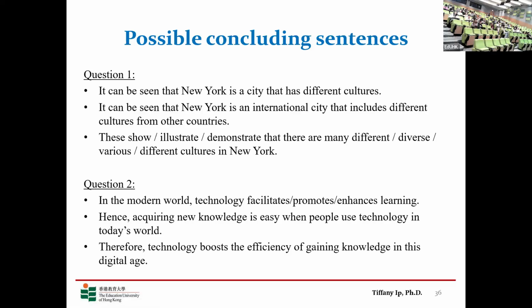You can say it can be seen that, or you use the phrase I just mentioned, these examples illustrate that, right? Or these show that, these demonstrate that. And then how to paraphrase culturally diverse: actually just use the words you already know. Like New York City is a city that has different cultures, or is an international city, or there are many diverse cultures, various cultures in New York. So use different wording to present that.